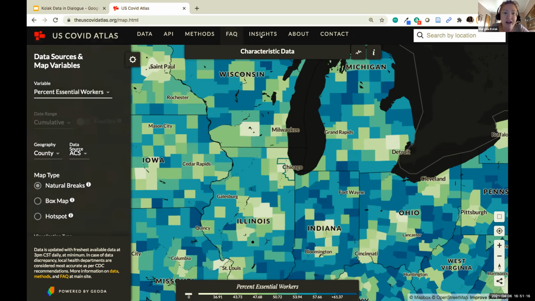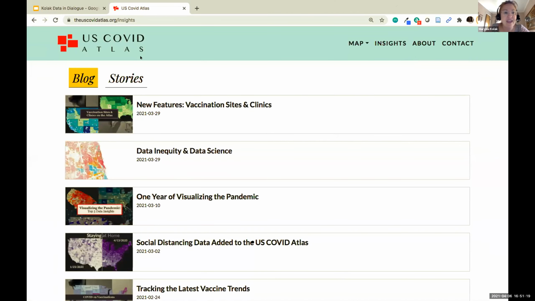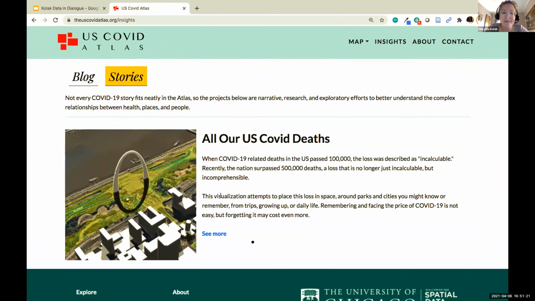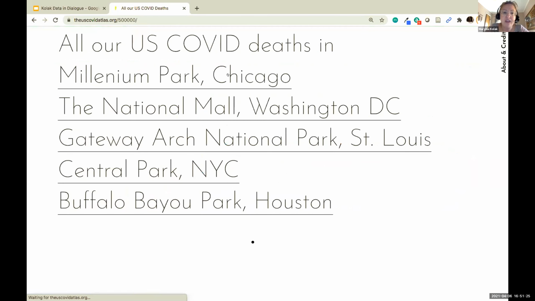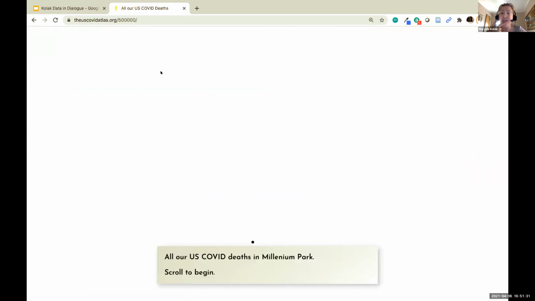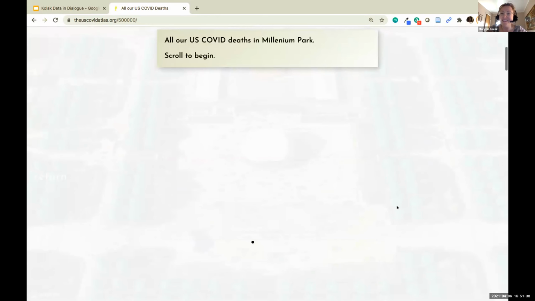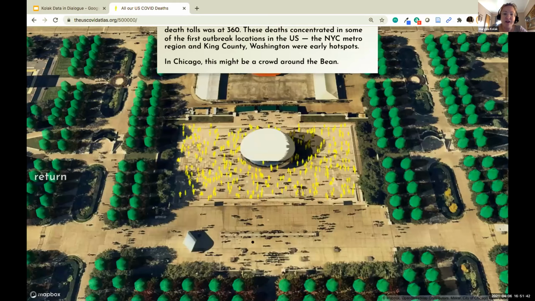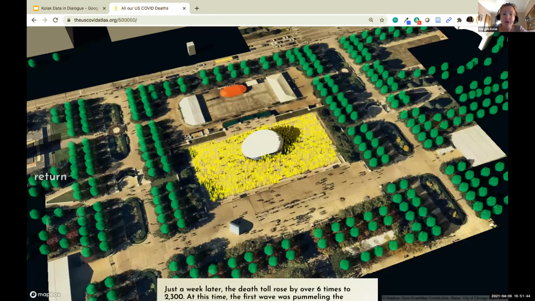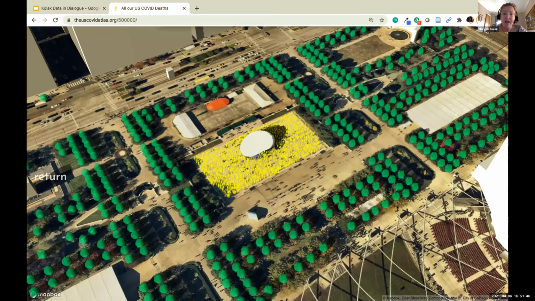And then finally, I'm going to go to the insights. And just for my last minute, again, this is hot off the presses. But here, if you look at the map, this type of work is kind of the direction we're going, and is how can we really elevate specific stories that have emerged from the US COVID Atlas summary of work.